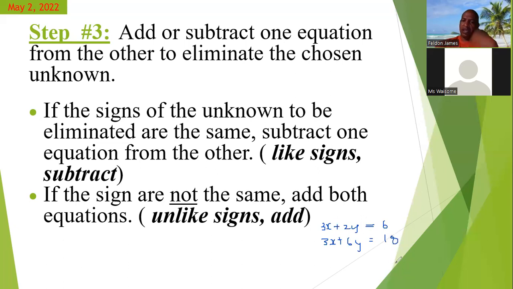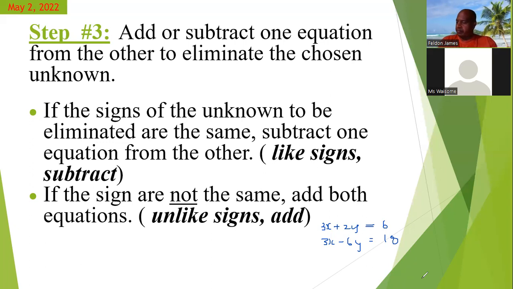Now, in this case, let me change one of the signs. So I want to say 3x minus 6y equal to 18. So what do we do here? Add or subtract? Guys? Can you repeat? Come on. What did we do in this case when we are eliminating?